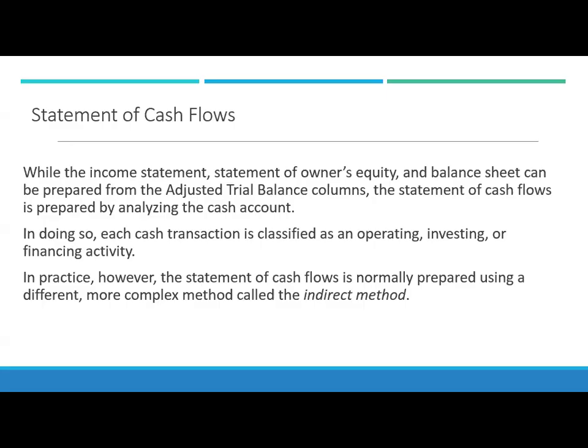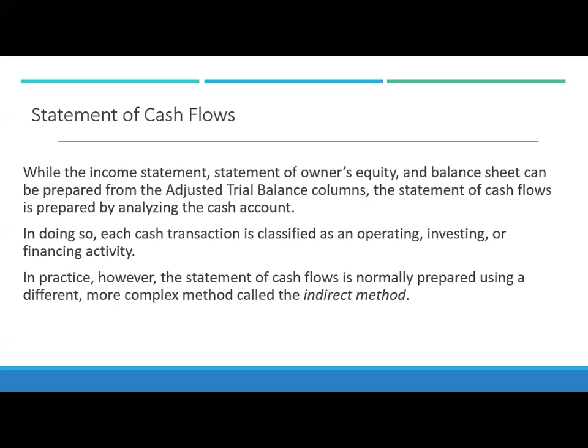So, in practice, the statement of cash flows is prepared using a more complex method called the indirect method. And we'll go over this in the last chapter of this course. Basically, the indirect method calculates operating cash flows by showing net income and then reversing all of the accrual non-cash items from net income. Depreciation is a non-cash expense. Changes in accounts receivable impact cash. Changes in accounts payable as well. Those are all things that are done using the indirect method.